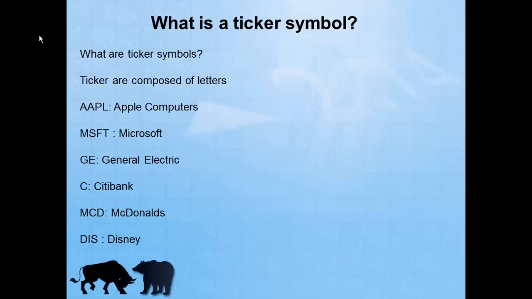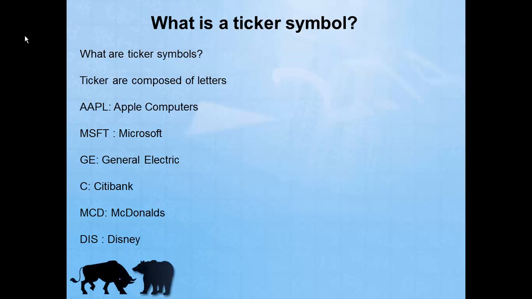Okay, in this lesson, we're going to start off with the ticker symbol. Now, what are ticker symbols? A ticker is composed of letters. It could be from 1 to 5 letters, depending on which exchange it is traded on. Usually, if it has 3 or fewer letters, it trades on the New York or American Stock Exchange. And if it has 4 or more letters, it will trade on the NASDAQ.